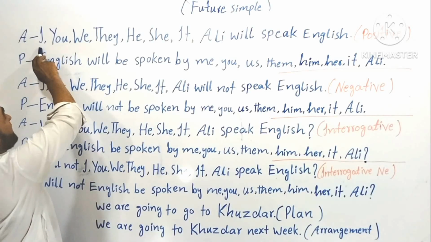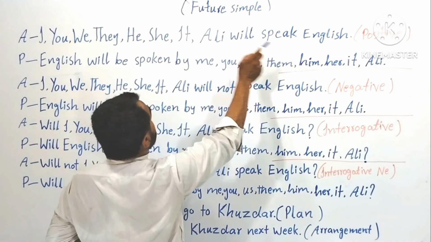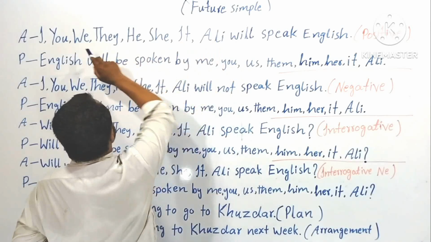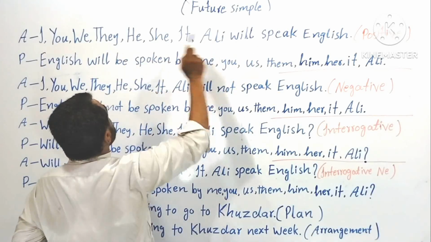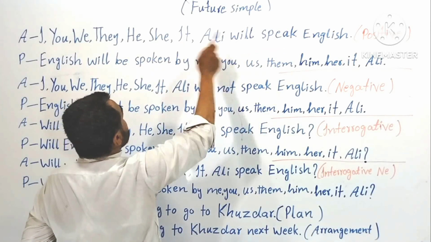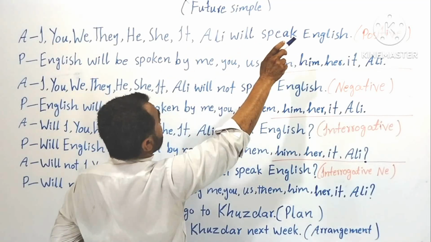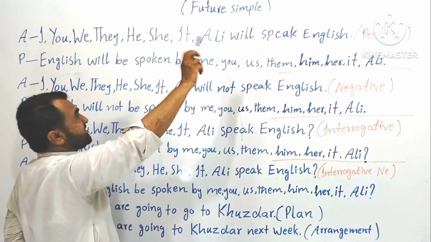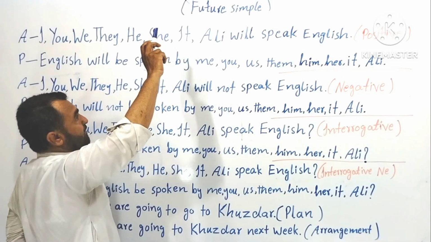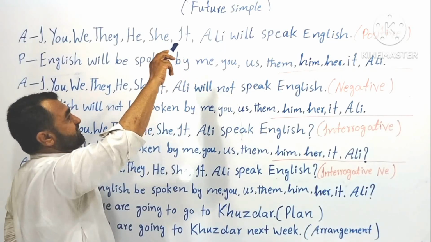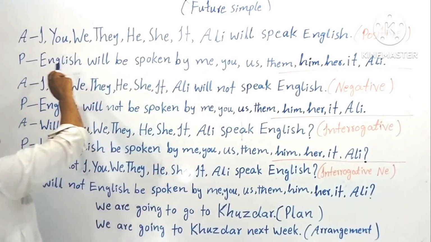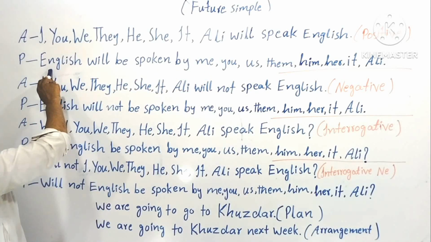First of all, the active voice. I will speak English, you will speak English, we will speak English, they will speak English, he will speak English, she will speak English, it will speak English, Ali will speak English. Okay, this was active voice, future simple, active voice, positive sentence. Now, future simple, passive voice, positive sentence.